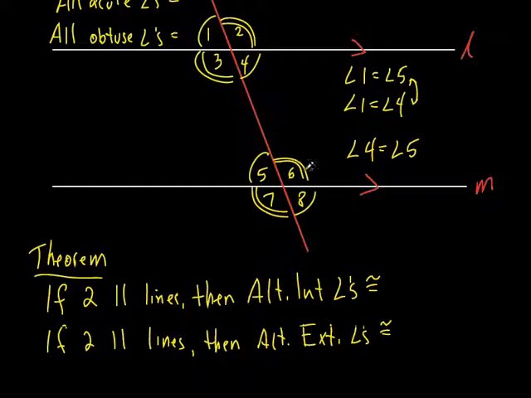Are consecutive interior angles equal to each other as well? Take a look at them. Is there any way 4 and 6 are going to be equal to each other? No, there's no way, because 4 is what kind of an angle? It's acute. What kind of angle is 6?